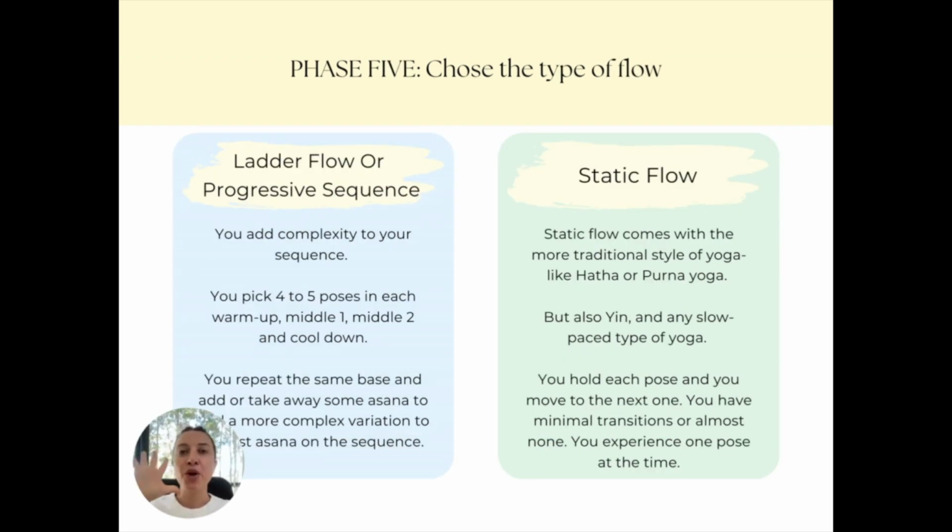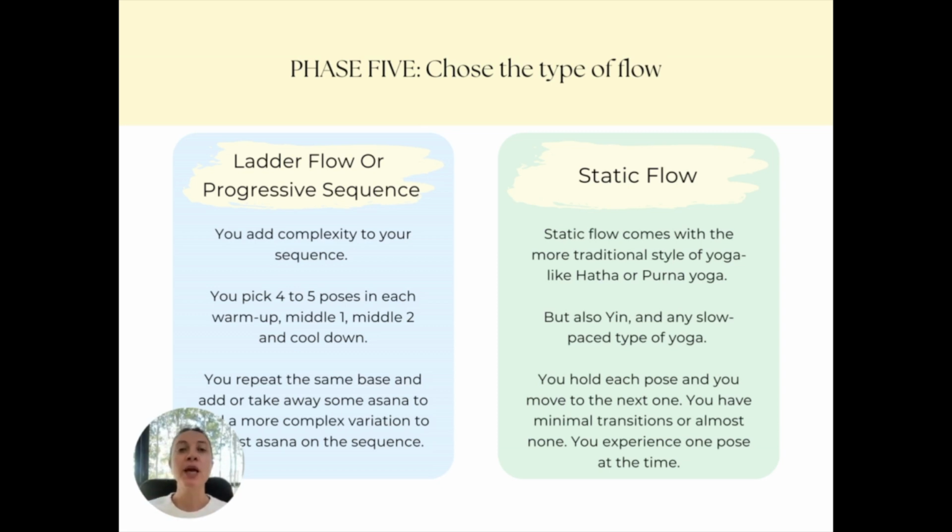Phase number 5, choose the type of flow. All right, so we got two main types of flows. The ladder flow, or progressive flow. You add complexity to your sequence. You pick 4 to 5 poses in each warm-up, middle 1, middle 2, and cool down. You repeat the same base and you add or take away some asana to add a more complex variation to the last asana sequence. Let me explain.